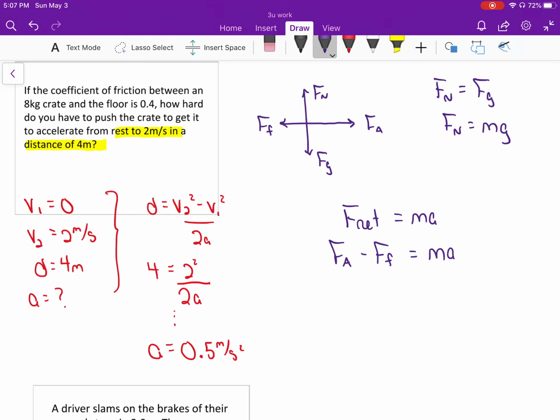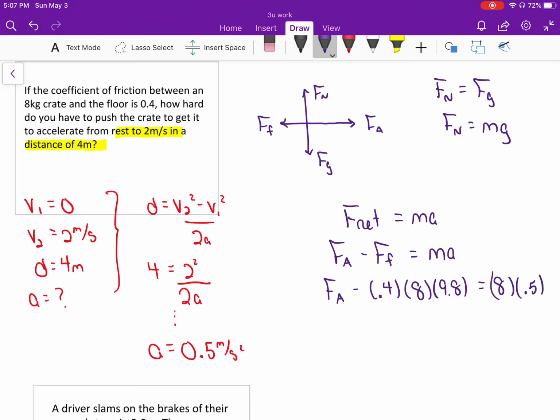This time, actually it's a little bit different than the last question. We know that we're solving for Fa. We know the mu is 0.4, so it's similar setup, just a different question, different unknown. The m is 8, g is 9.8. Oops, I kind of did that step in my head here. Let me blow that up. M times a, the a, we did the math to get 0.5.